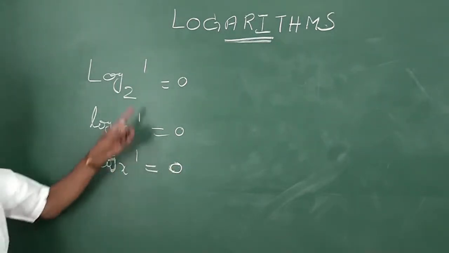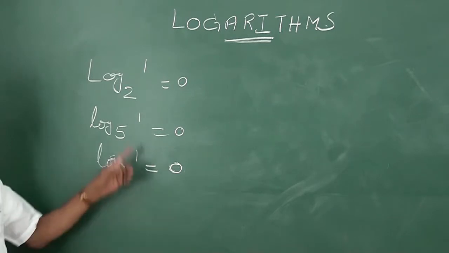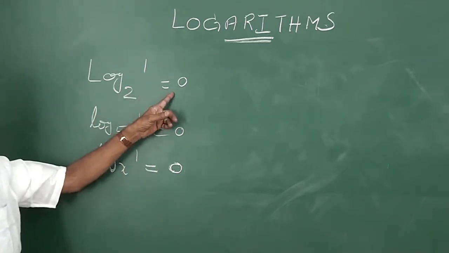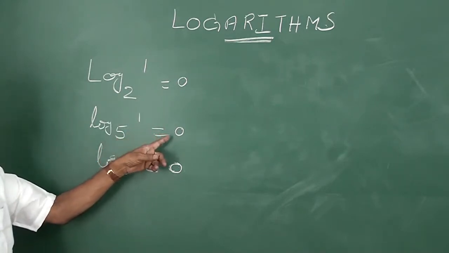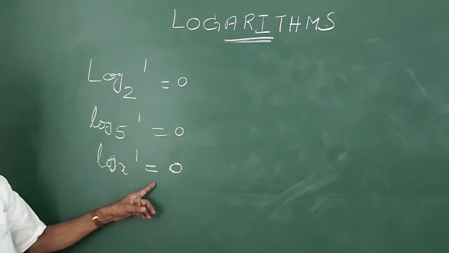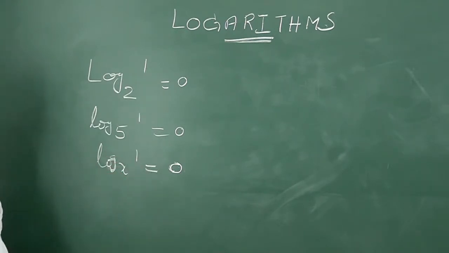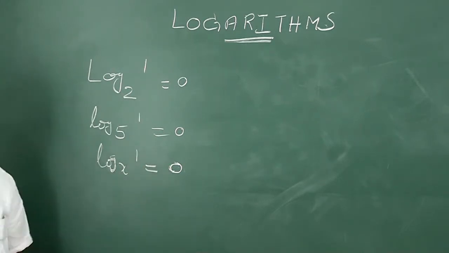So in the beginning, log 1 to the base 2 equal to 0 we have observed, because when 2 is raised to the power 0, we will get 1. In the same way, when 5 is raised to the power 0, we will get 1. And x when raised to the power 0, we will get 1. Therefore, logarithm of unity to any base is 0.